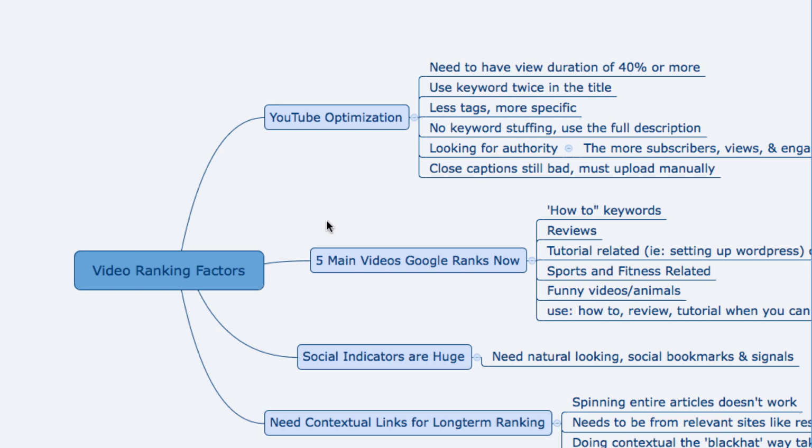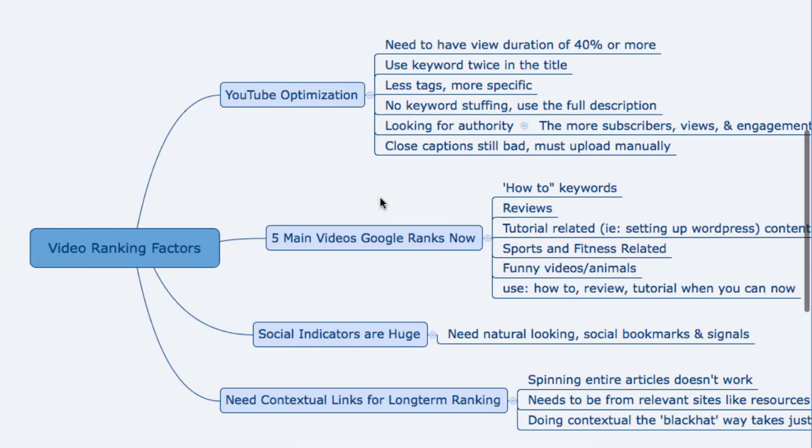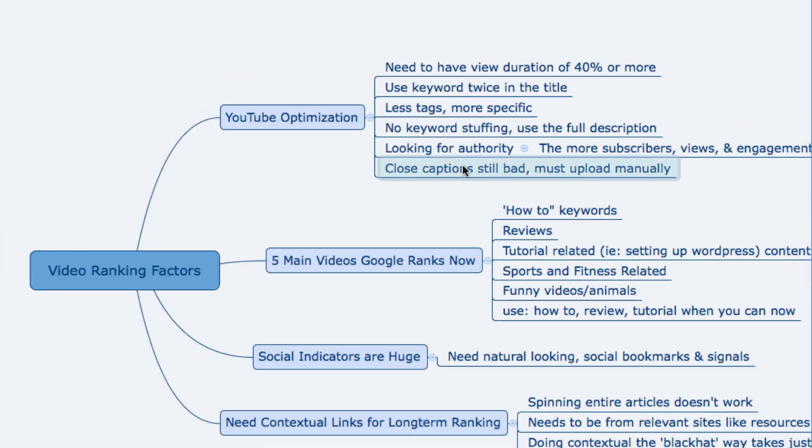And there are some new things that have come up, like Google seems to be ranking 5 main types of videos now in its search. But first, it's important that YouTube is now taking video view duration very seriously. If you want to get your videos ranked in YouTube or Google, they really need a view duration of 40% or longer. So on average, your videos are getting watched over 30 or 40%.